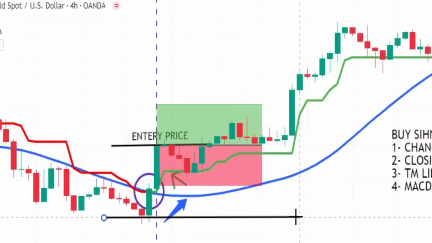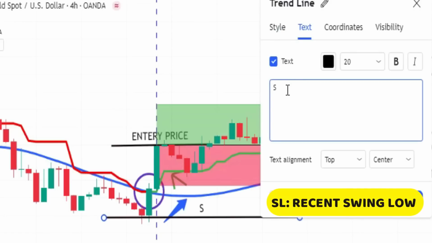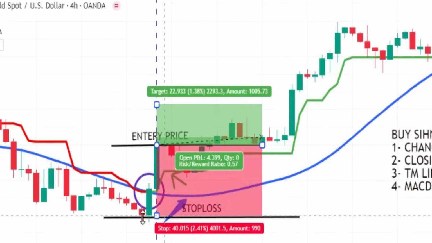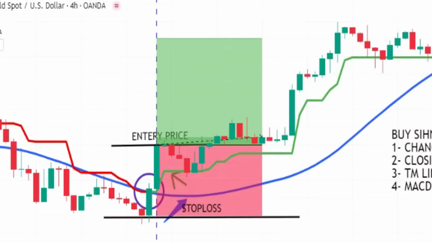Then place the stop loss below the last swing low. And for the target, consider the risk-reward ratio of 1 to 1.5.